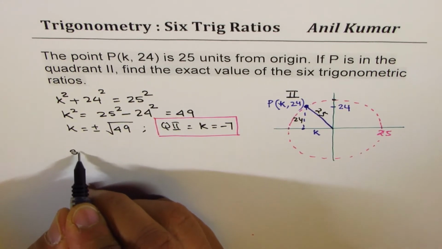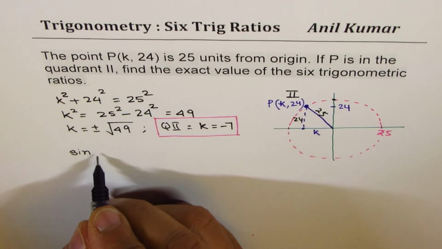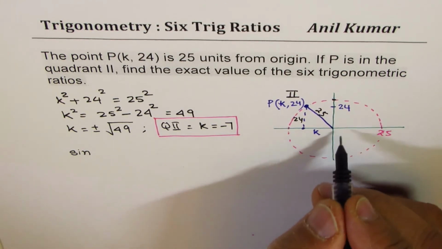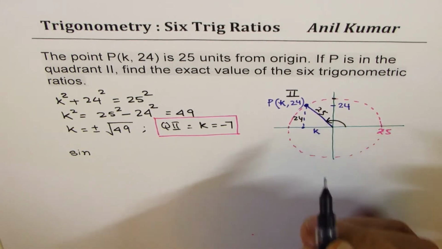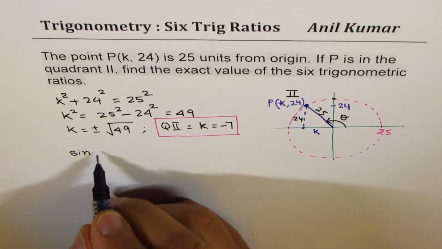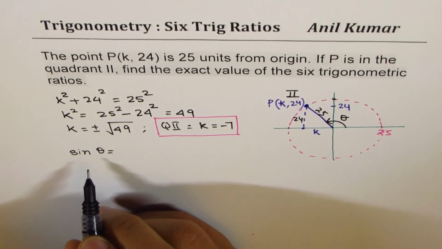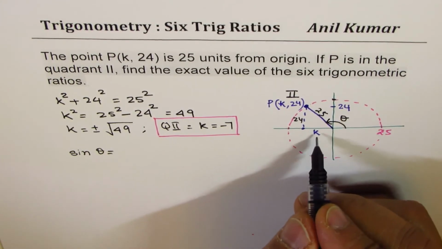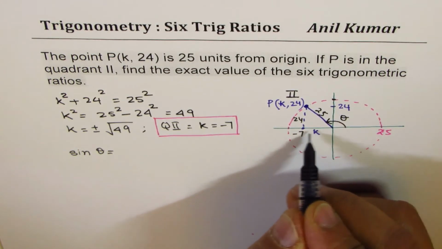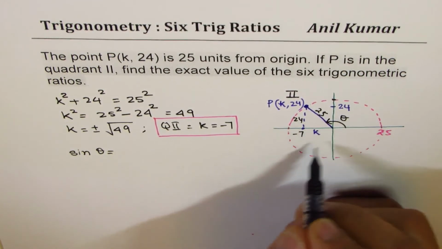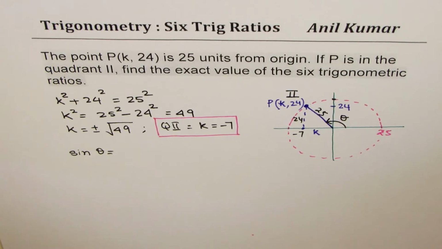So now what is sine theta in this case? So the angle we are talking about is this angle. Let's call this angle theta. So sine theta is equal to, so let me write this point k as minus 7, right? So it is negative. So what you see here, also from the rule which you remember, all are positive in quadrant 1, correct?